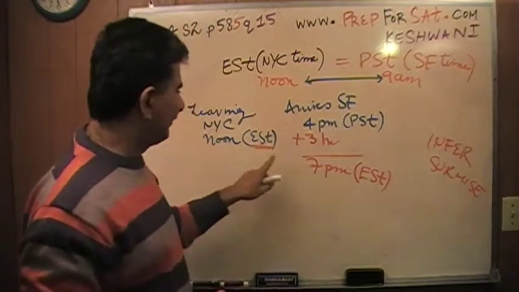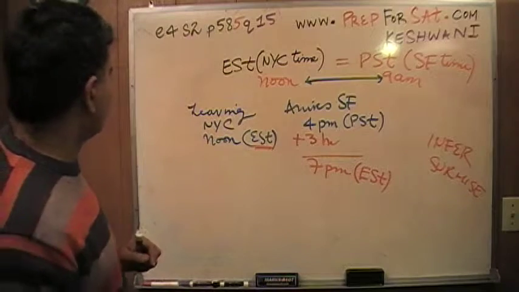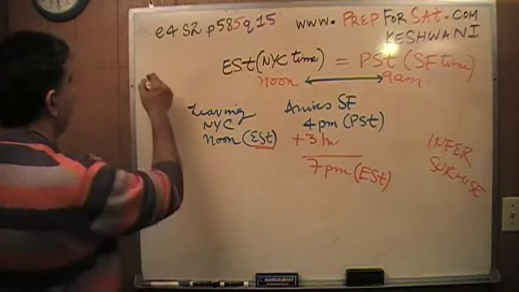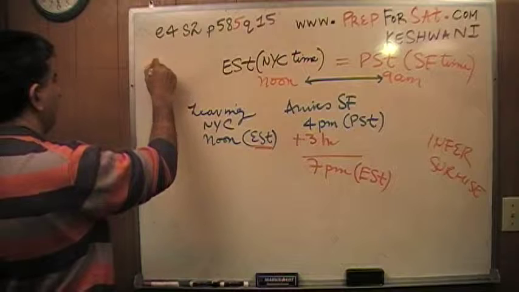We need to convert into Eastern Standard Time so that we can compare apples to apples. Now I know that the trip takes 7 hours. We're going to remember it. Let's make a note someplace. Trip takes 7 hours.